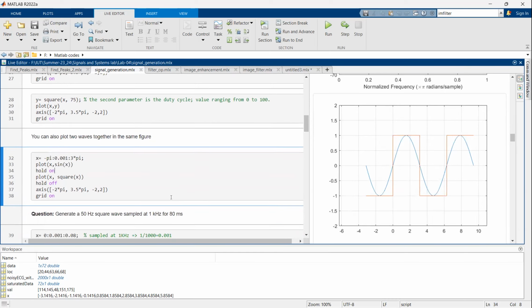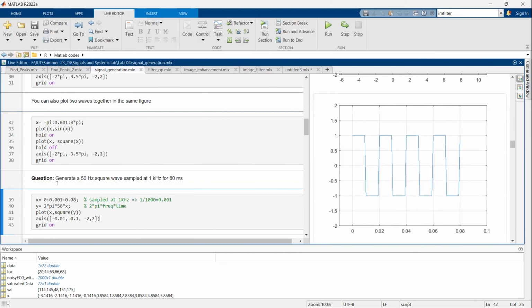Also, you can put multiple signals. So if I ask you a question like this: generate a 50 hertz square wave, sampled at 1 kilohertz for 80 milliseconds. So the sampling frequency is 1 kilohertz, that's why you have 0.001. How long do you want to show? 80 milliseconds. That's why this is 0.08. And the signal should be 50 hertz. So you remember 2 pi f t, that's your signal. So 2 pi f t, where the frequency is 50. Now you see this is your signal, a square wave like this.